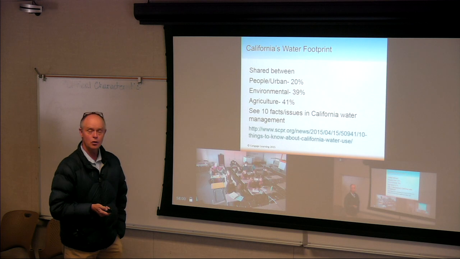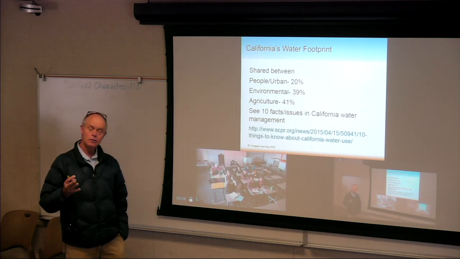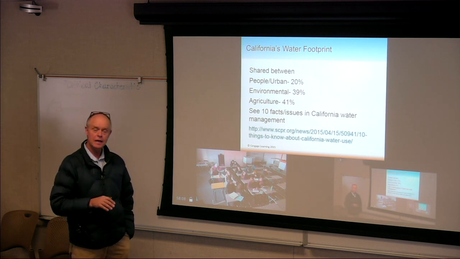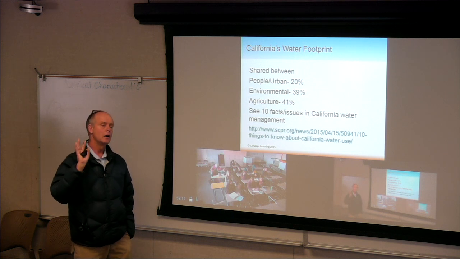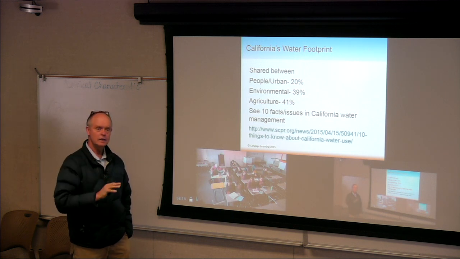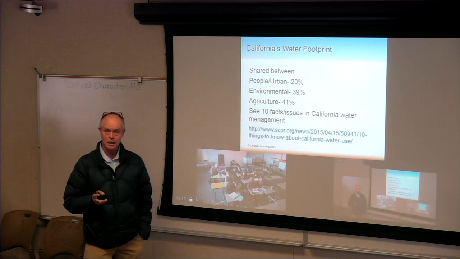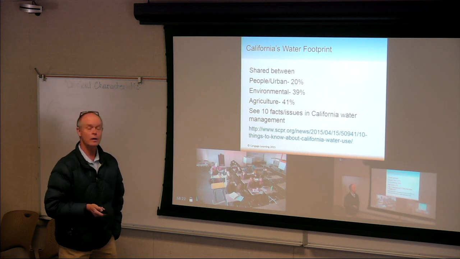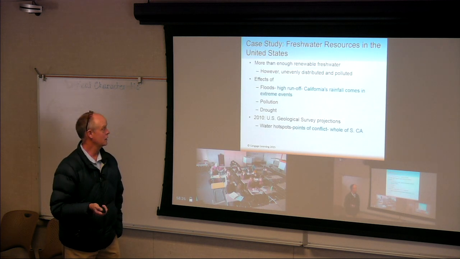California's water footprint. This figure is really important. You guys have seen this before. 20% is for urban, for people, for industrial and urban. Environmental, 39%. That's everything to keep our wetlands and our lakes and basically our biodiversity happy. Agriculture uses 41%. And so in your last class, we focused a lot on that 41%, how we can do a better job of managing that.